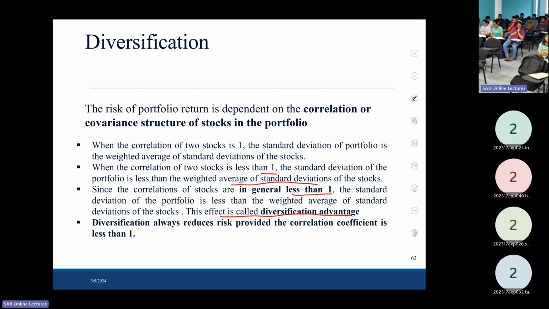But in general, the correlation coefficient is normally less than 1, so you will get a diversification advantage. Diversification always reduces the risk provided the correlation coefficient is less than 1. You can highlight that. So in our example, do we have a diversification advantage? Yes, because our correlation coefficient is negative. So there is a diversification advantage.